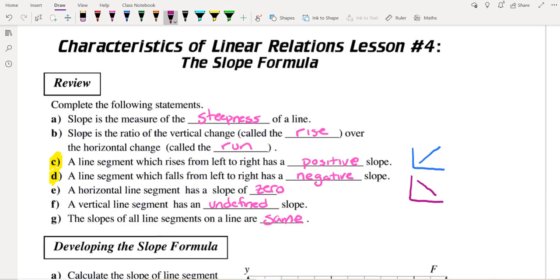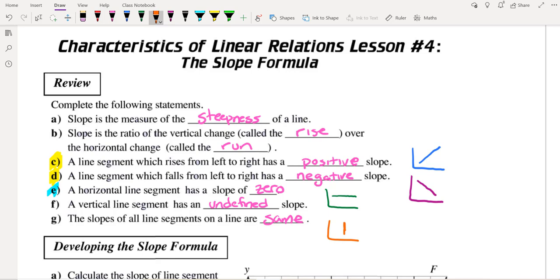Okay. If we have a horizontal line, going left to right, that has a zero slope. And vertical lines, which would be a graph going straight up and down, have an undefined slope because we're dividing by zero here. There's no change in your run.